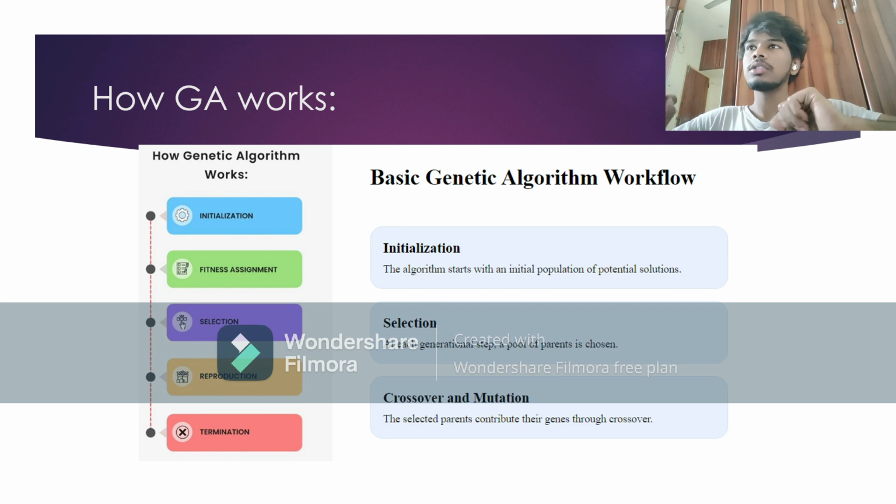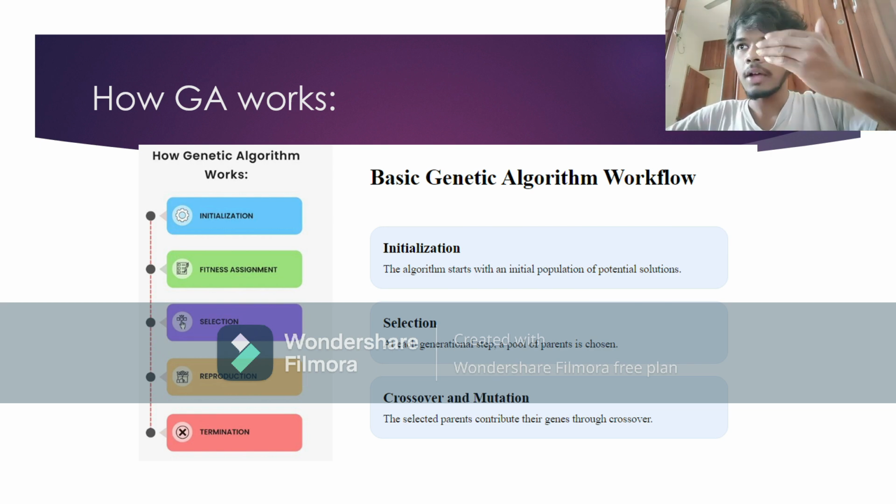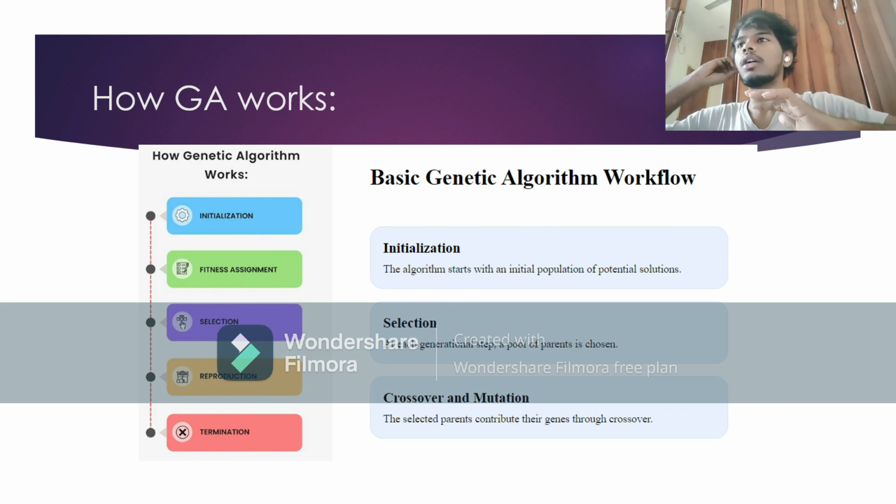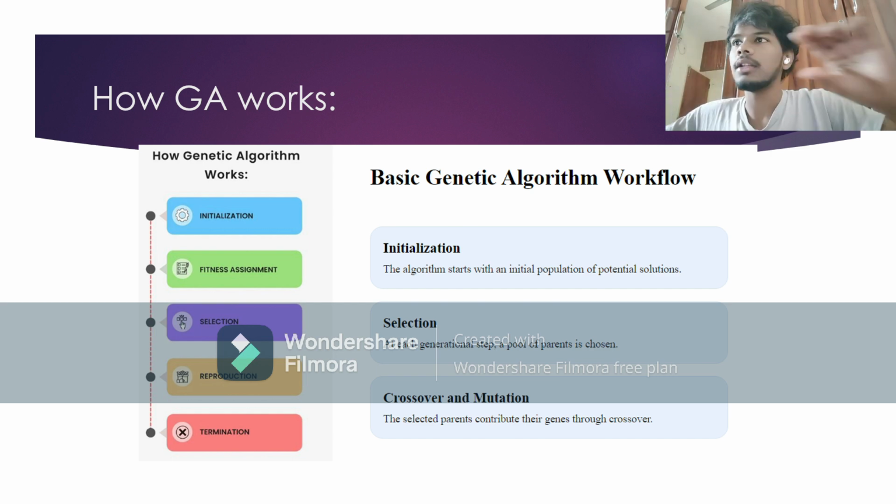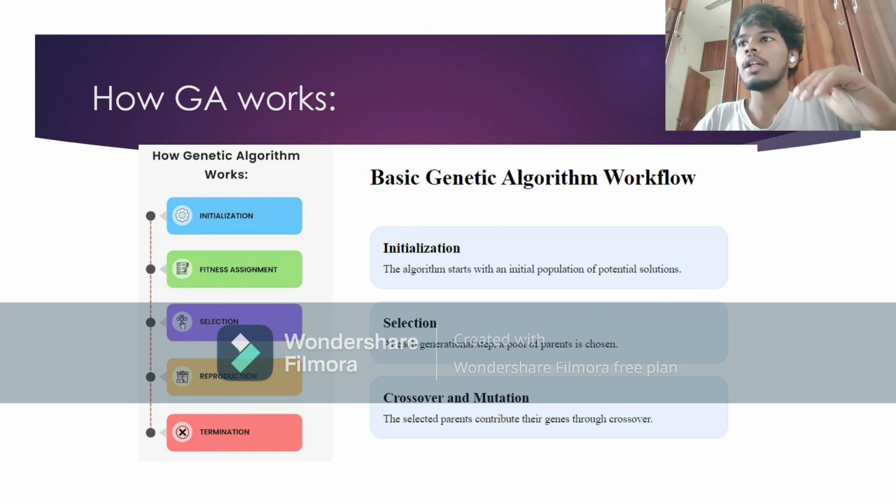So this is how the genetic algorithms work. How does a genetic algorithm work? This includes initialization, then fitness assignment, then selection, then reproduction, then termination. So these are the basic steps of how the genetic algorithm works. First, in the initialization stage, we have to initialize all the values, then do a fitness assignment. We have to select which are the possible outcomes that will give the desired output, and we have to do reproduction, and termination by cancelling the term which is not applicable for our problem.